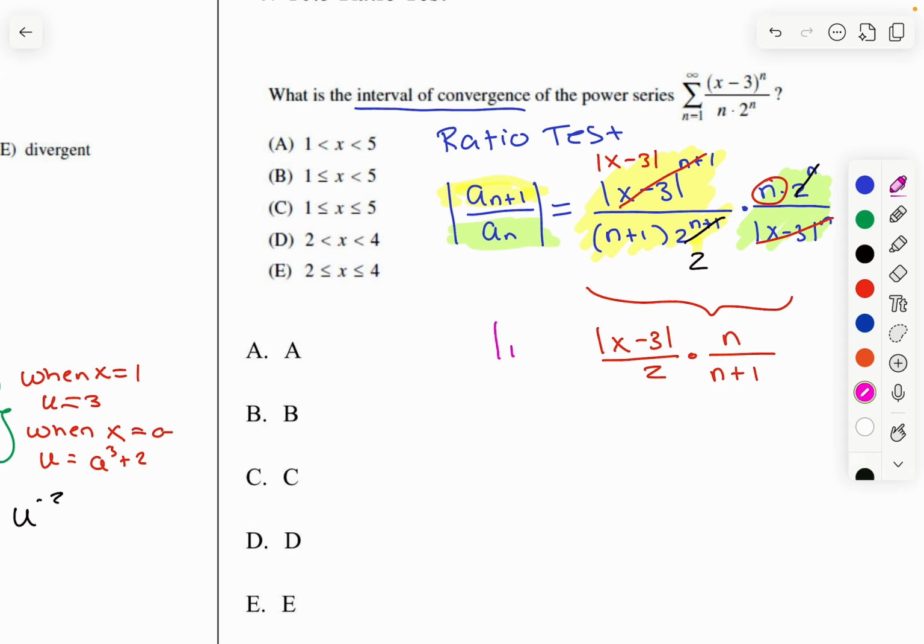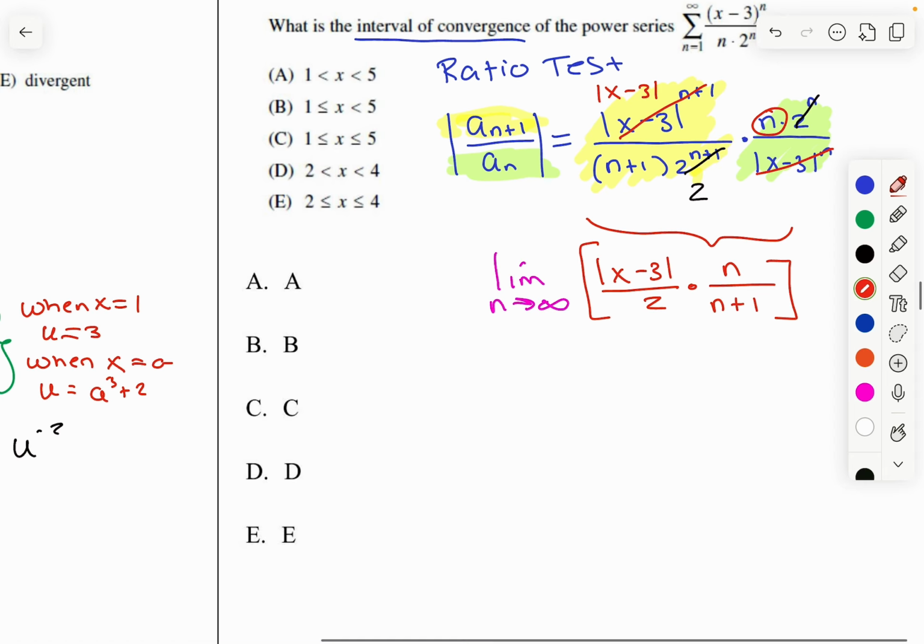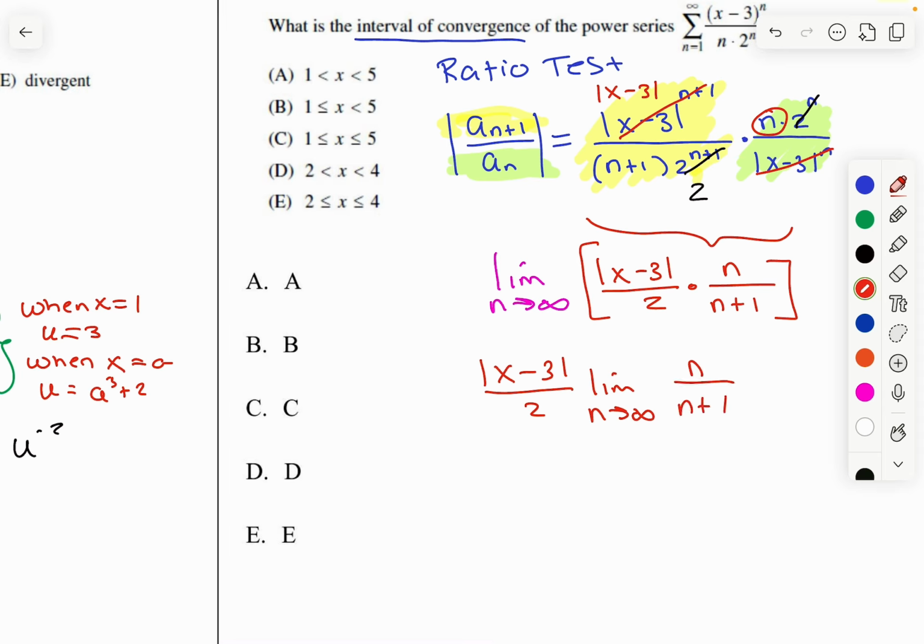What I really want to do is take the limit as n goes to infinity. And I usually take out anything that does not have an n involved. So we note that that limit is equal to 1. So I get the absolute value of x minus 3 over 2.